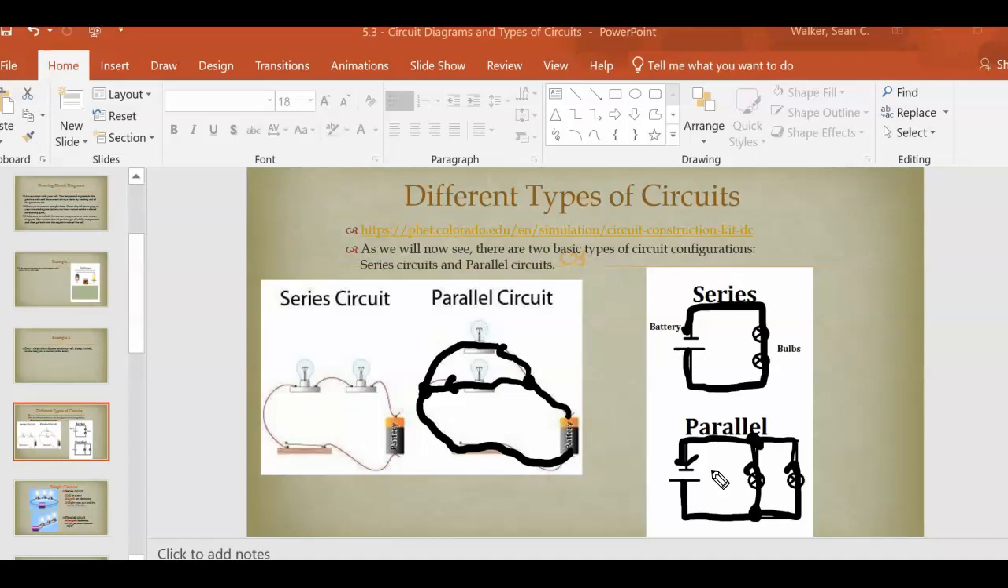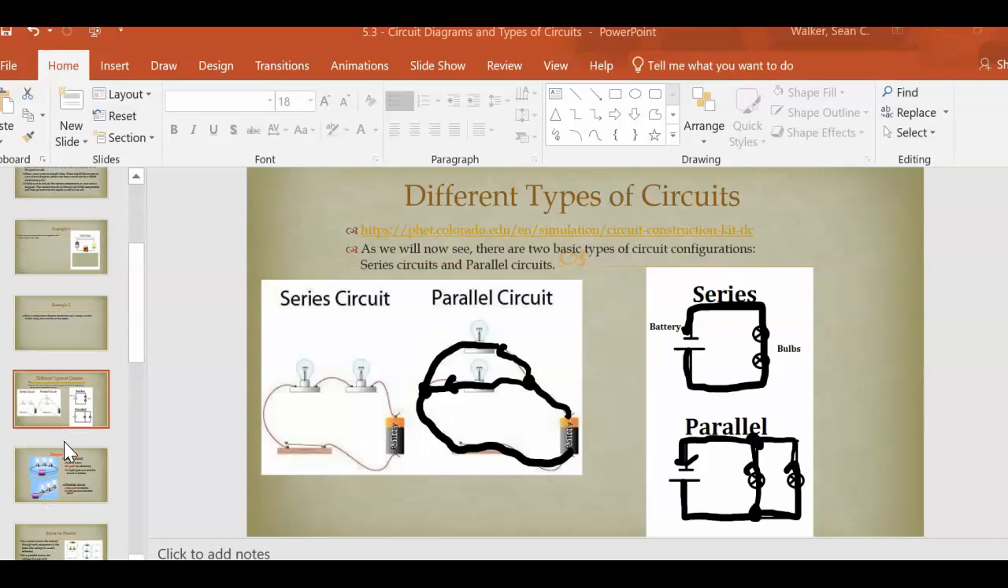So that's the difference between a series circuit and a parallel circuit. In a series circuit, there's only one path that the current can take. In a parallel circuit, there are multiple paths. I can get a bit more detailed in a few minutes, but that's basically the difference. Pause there if you need to add that to your notes.